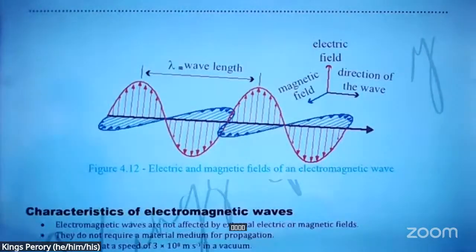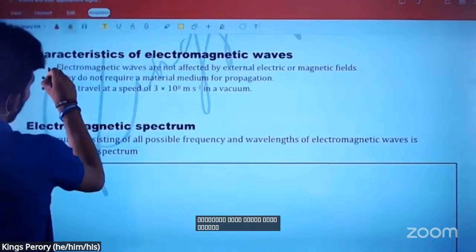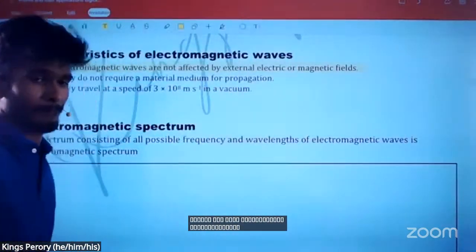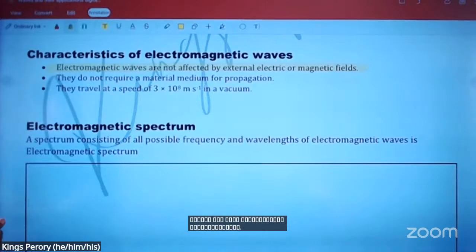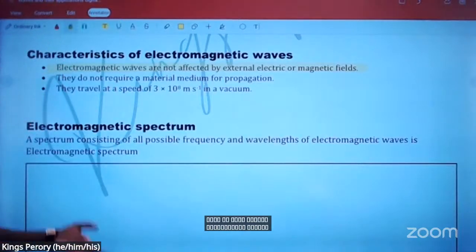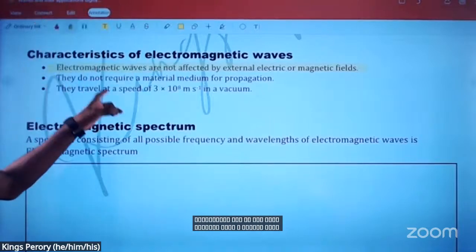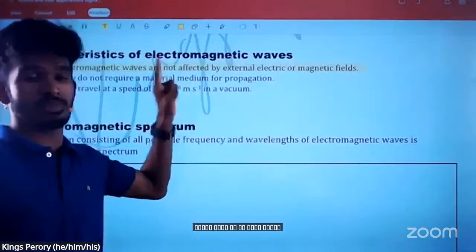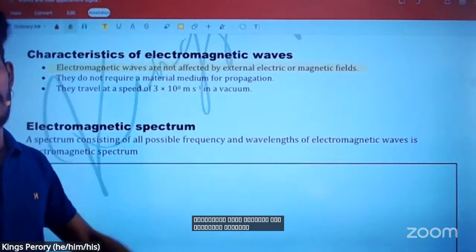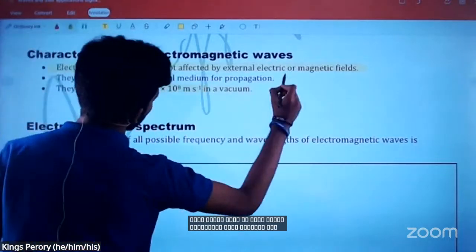Take the characteristics section. Electromagnetic waves are not affected by external electromagnetic fields. Underline or highlight it. It's a very important characteristic. They do not require a material medium for propagation, that we already know. They travel at a speed of 3 into 10 to the power 8 meters per second in vacuum. Memorize this number, a very important number.